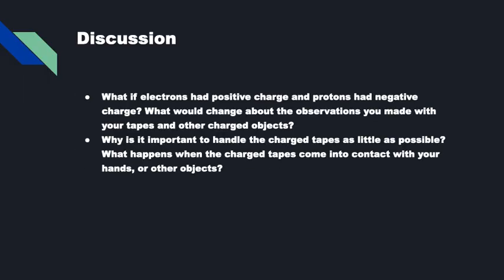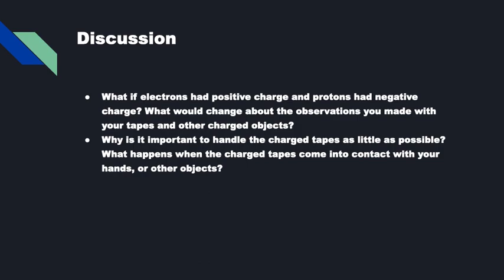So what if electrons had positive charge and protons had negative charge? What would change? I don't believe anything would change. By convention, we've given things positive and negative charge. It would still hold that like charges repel and opposite charges attract.